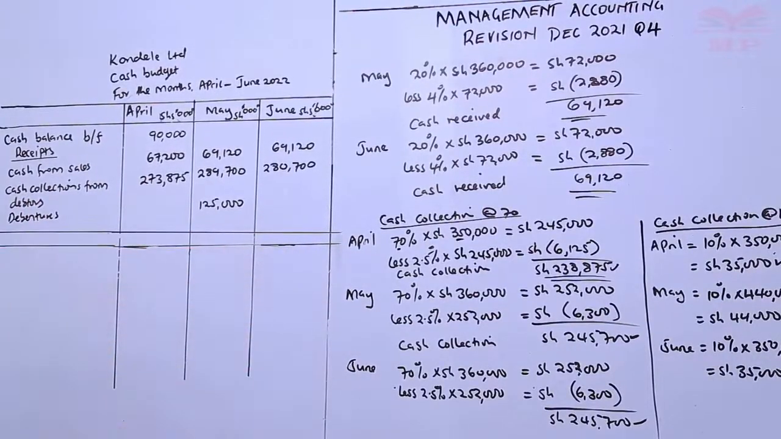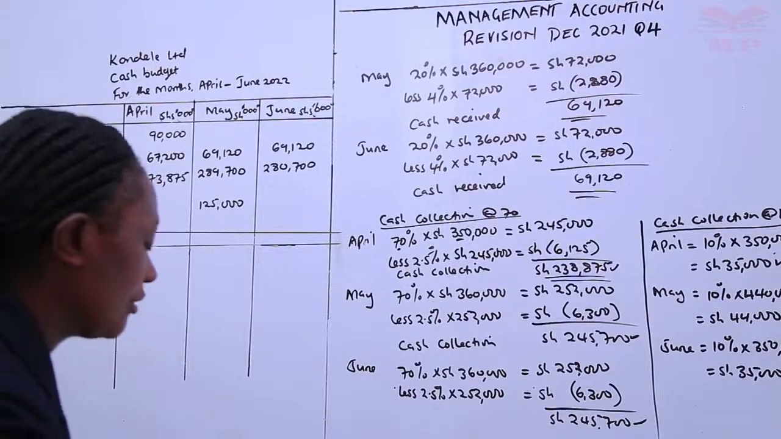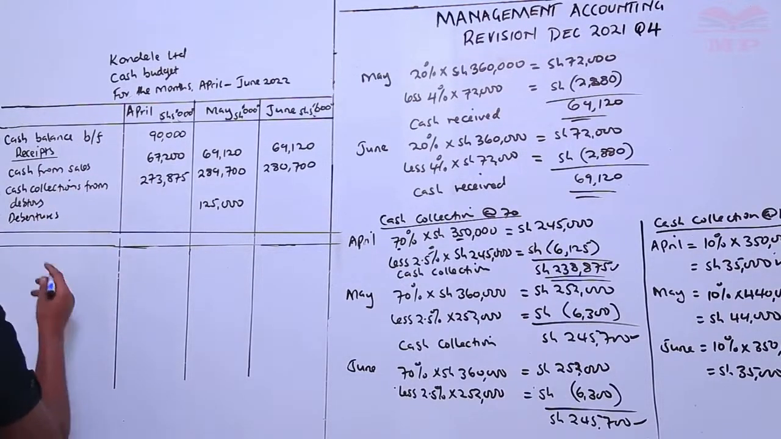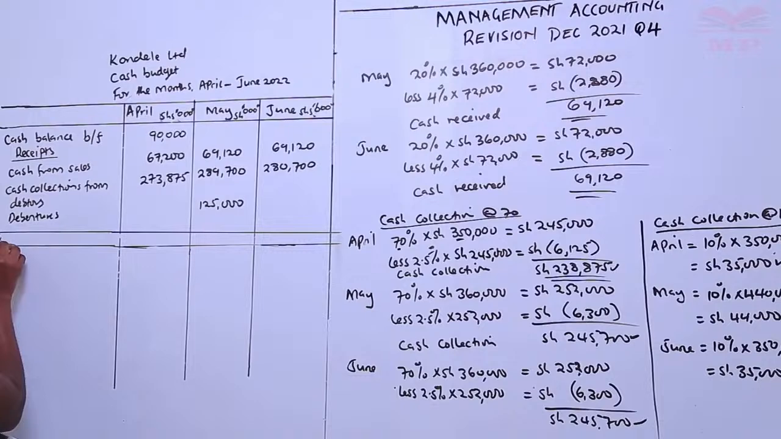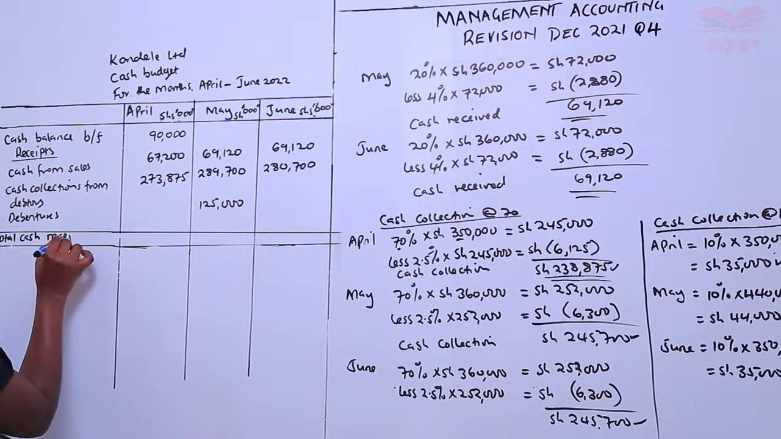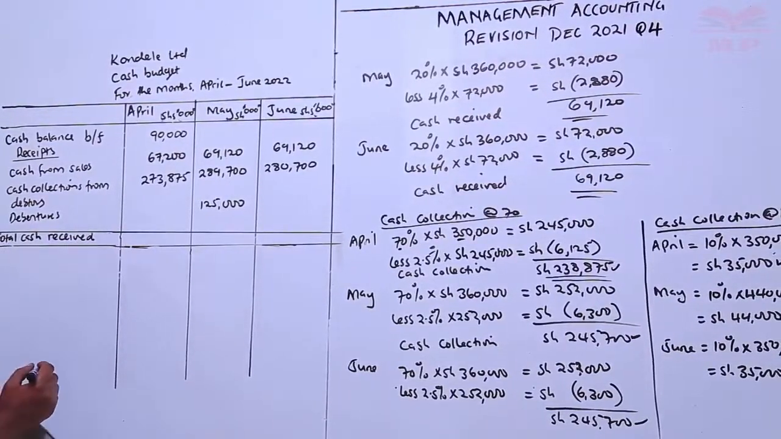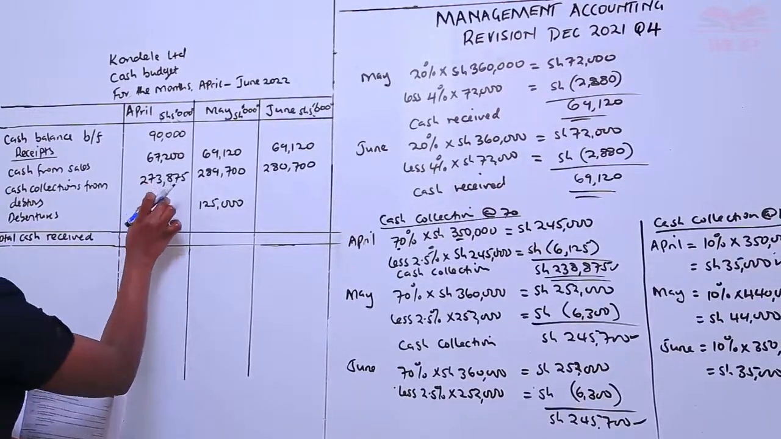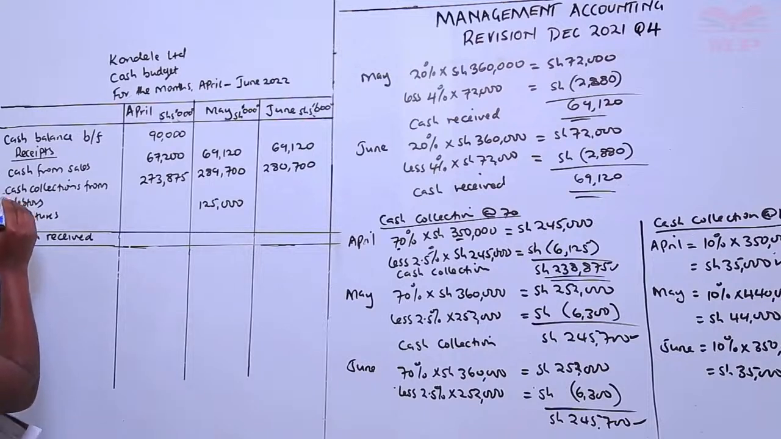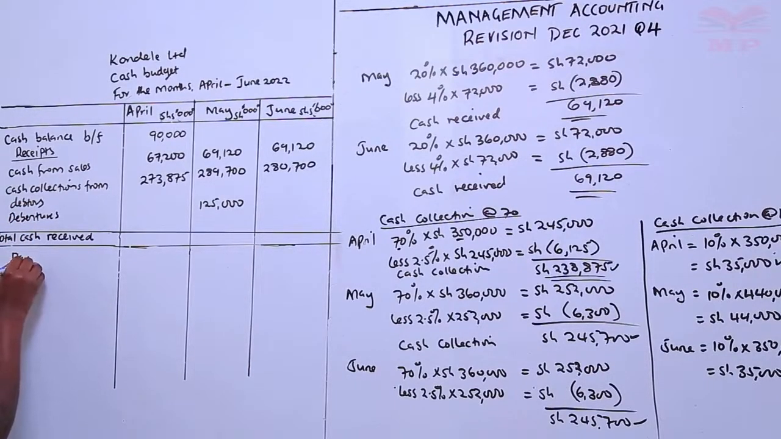So after showing the cash, we will calculate total cash received, which is simply the addition of this. So we show payments. So before I add, we'll show the payments.